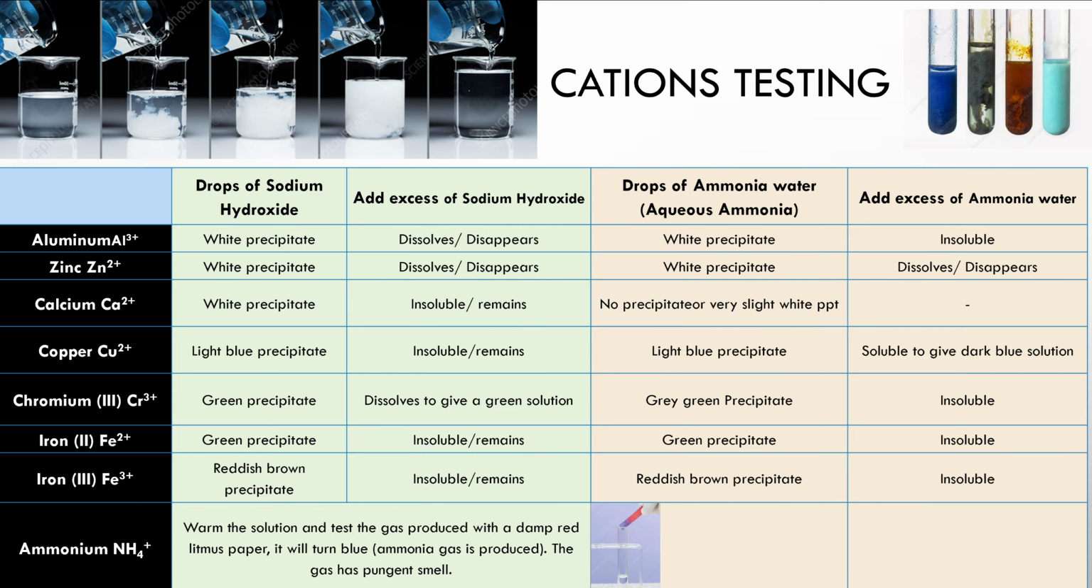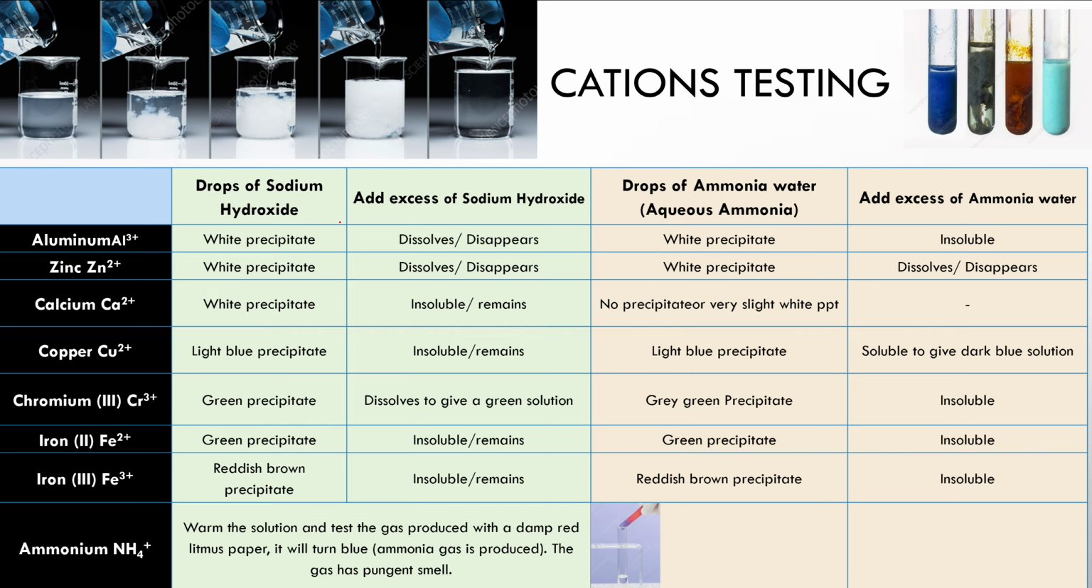Now, first let us start with the cations testing, or the positive ions. They are tested by two reagents, aqueous sodium hydroxide and aqueous ammonia, or aqueous ammonium hydroxide, or ammonia water. All three are exactly the same thing. The cations that we have, first I have aluminum, zinc, calcium. All three give me white precipitate with the sodium hydroxide.